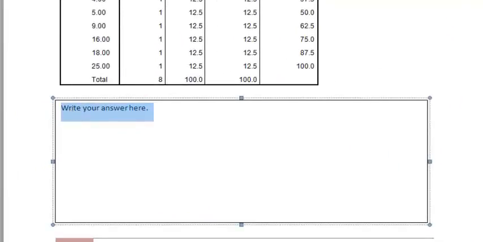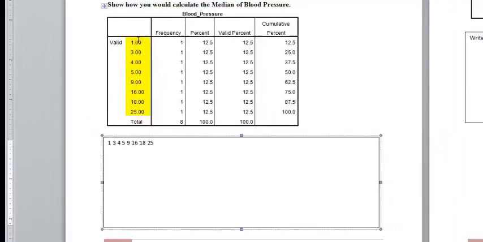So if you were trying to calculate the median, you have 1, 3, 4, 5, 9, 16, 18, and 25. Let me make sure I have all those numbers. So we got 1, 2, 3, 4, 5, 6, 7, 8. So I did them all. Let me make this a little bigger for you.